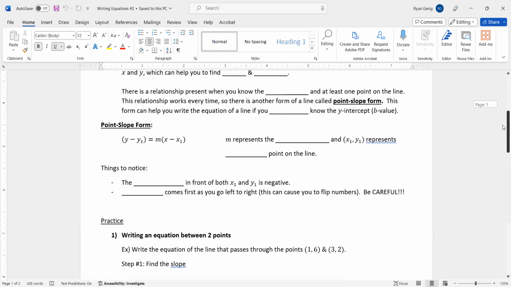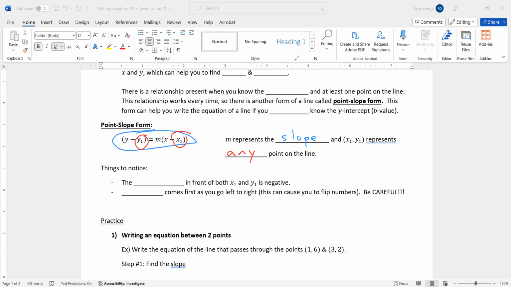So point-slope form is written right there. I gave it to you. You're going to want to know that one. I will give it to you on tests and quizzes, but you still need to know kind of how to look at it. So you see y minus y1 equals m(x minus x1). M, like always, represents the slope. And x1, y1 are here and here. X1, y1 represents any point on the line. Okay, so any point on the line, if you know it, you know x1 and you know y1.